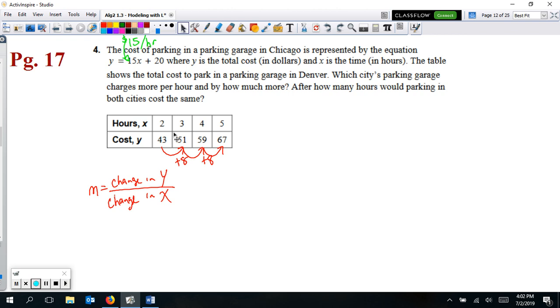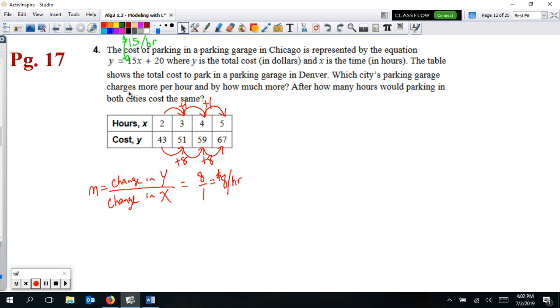And what's going on with the change in x? 2 to 3, 3 to 4, 4 to 5. The change there is just going up by 1. So we can say the change in y is 8, the change in x is 1. So it's 8 over 1, which simplifies to 8. So $8 an hour is the Denver rate.